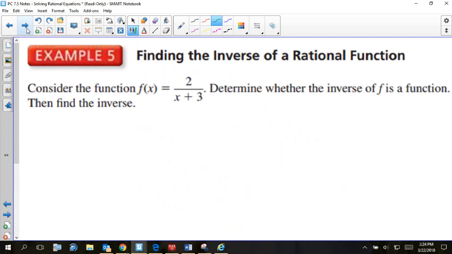Example 5. Example 5 is complete review. With the exception of it's a different equation, but it is review. Example 5 is determine if the function is an inverse and also find the inverse. So let's go over how to find the inverse. Go over finding the inverse. And then the function will not be an inverse. It won't be an inverse.